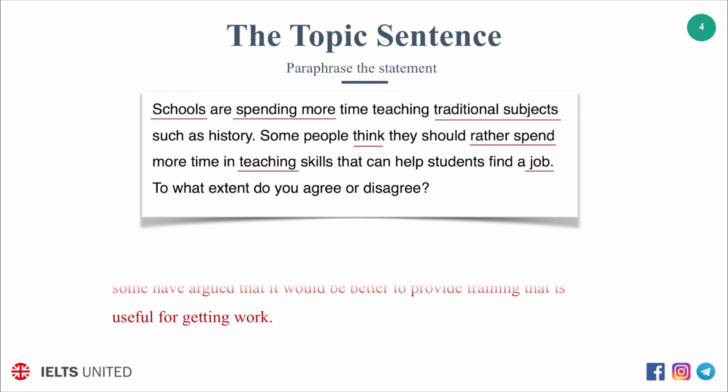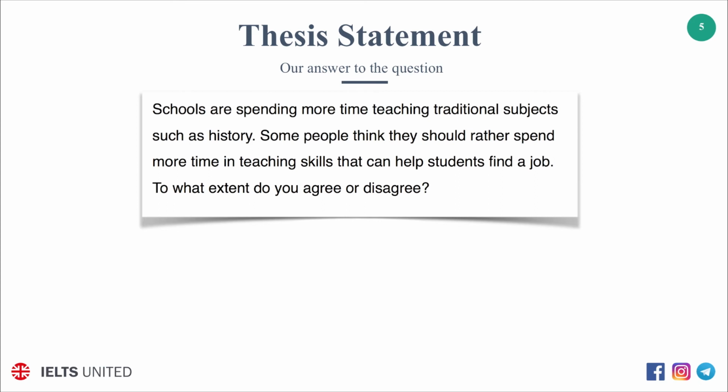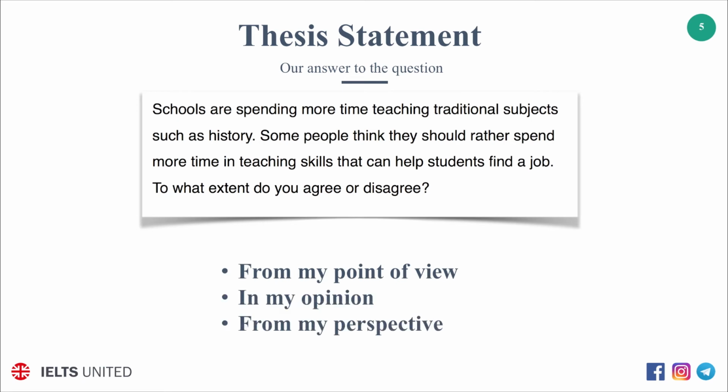But we also need to write a thesis statement. That's your answer to the question. So, the first thing to do is to tell the examiner that you're going to write your opinion, your answer. How do we do that? Well, we use a signposting phrase, a phrase that shows the reader that we're doing something. Phrases like, from my point of view, in my opinion, or from my perspective, show the reader that you're going to give your answer to the question. So I'm going to choose from my perspective.